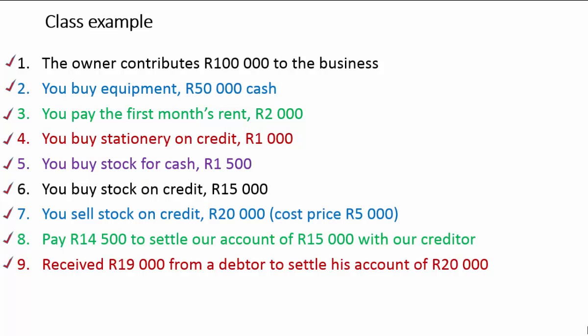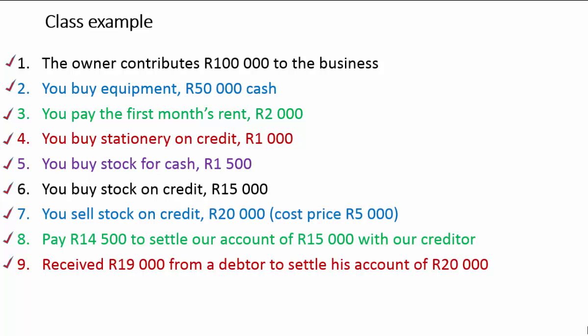Let's look at the last transaction. We received 19,000 Rand from a debtor. A debtor is that asset. The debtor is the guy we sold to there, number 7. We received 19,000 Rand from this debtor to settle his account of 20,000. So we're basically giving him 1,000 Rand off.